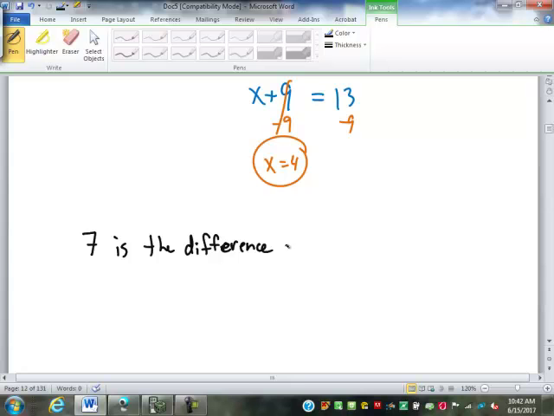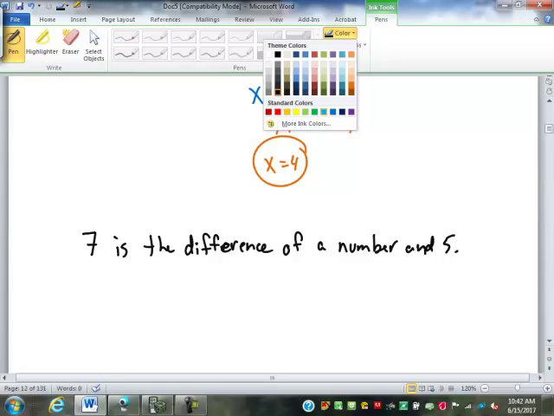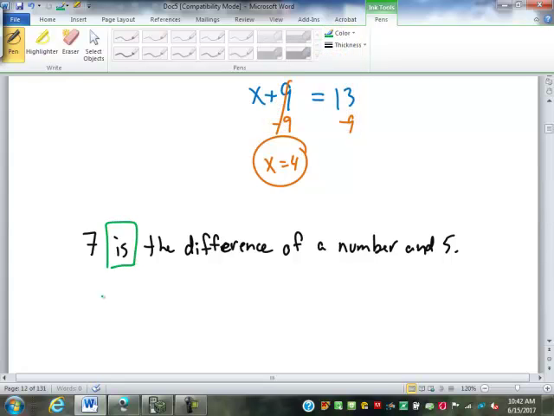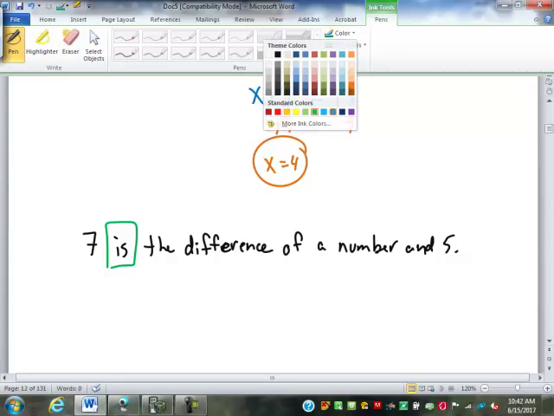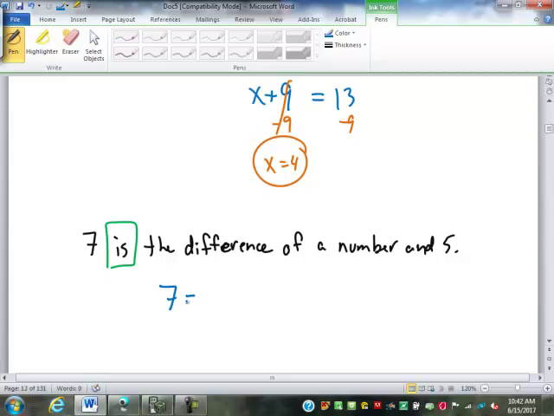Seven is the difference of a number and 5. So here, our verb is "is." So to start this out, 7 is implies 7 equals, and then what goes on the other side of our equation? X minus 5. Good. The difference of a number and 5 is x minus 5.